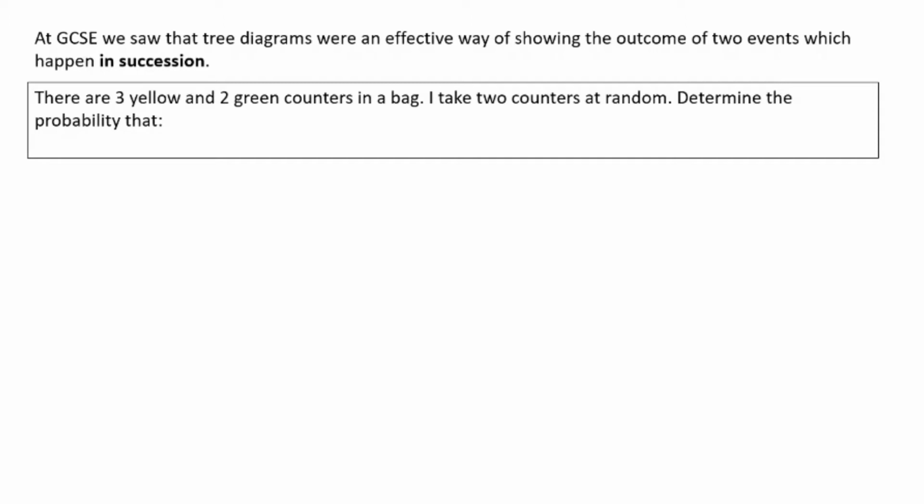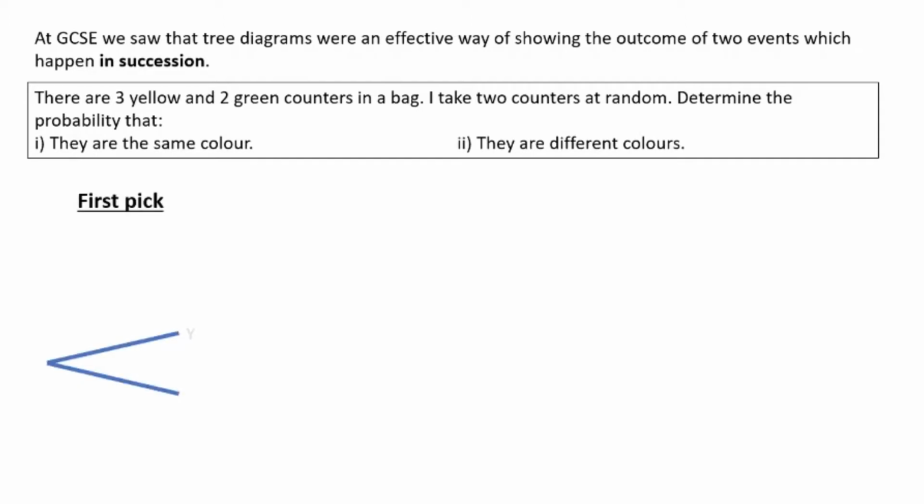So 3 yellow, 2 green, and we're going to select 2 counters at random. We want to find the probability that they're the same color and the probability that they're different colors. The first set of branches are about our first pick, and we only have 2 options for that first pick. It's either going to be a yellow counter or a green counter. So you should draw out your branches and label them at the end of the branch. So this is the standard form we'll use around tree diagrams.